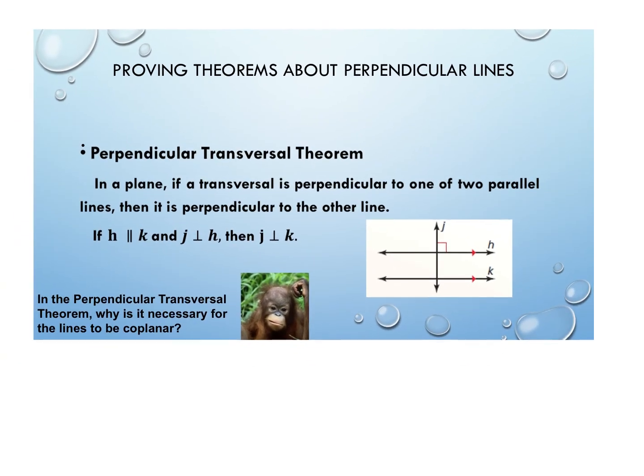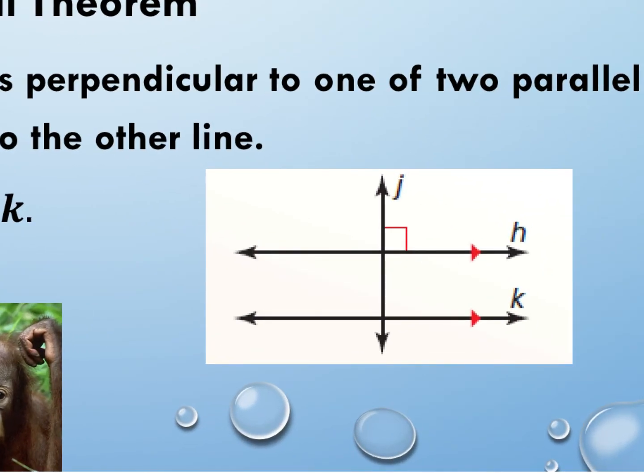Next one, perpendicular transversal theorem. In a plane, if a transversal is perpendicular to one of two parallel lines, then it is perpendicular to the other line. If H is parallel to K and J is perpendicular to H, then J must also be perpendicular to K. We've basically covered this before. If we have two parallel lines cut by a transversal, if there's a 90 degree mark anywhere on this one, then the other one has to be 90 as well. They both have to be perpendicular.